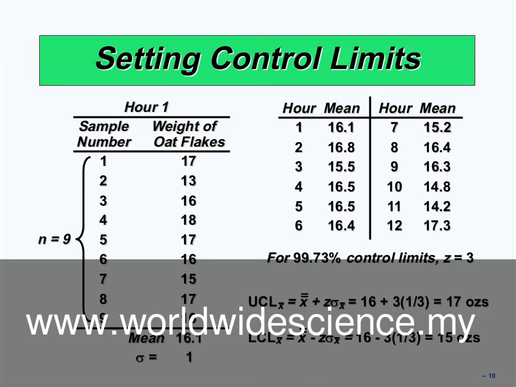No, this is the sigma x bar. Sigma x bar is sigma divided by radical n. Sigma is 1. Okay. Sigma is 1, divided by radical n. N is 9. Radical 9 equals 3. So it becomes 1 divided by 3. Understand?